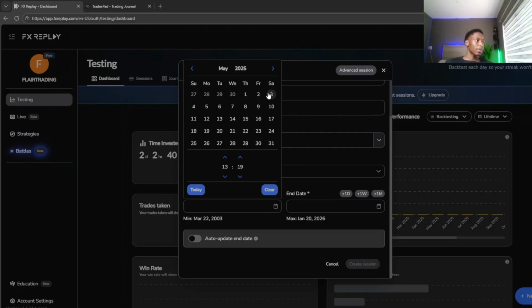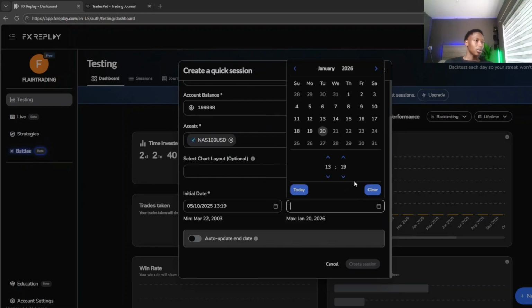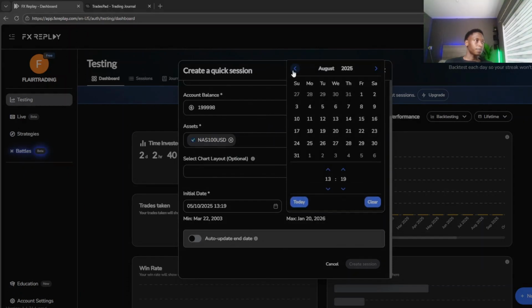So usually I don't get my first trades over here because of the NFPs and stuff. So maybe we'll start the session on the week of the 10th, then we'll end it off at the end of May.